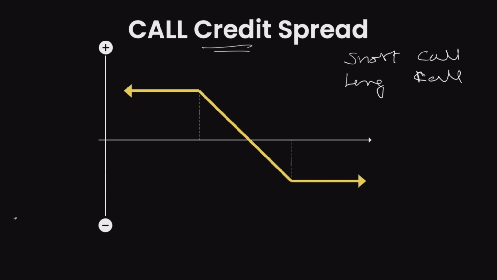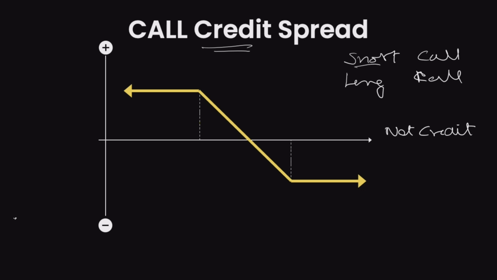Now, why is it called the credit spread? Well, it is a call, you're using the call option. You receive a net credit because you're a net seller of options, and it is a spread because you are spreading your profit between two positions.